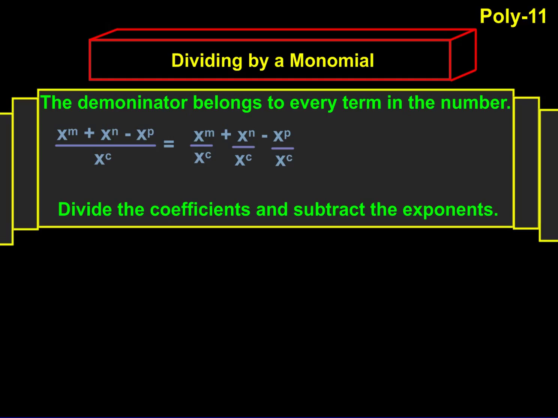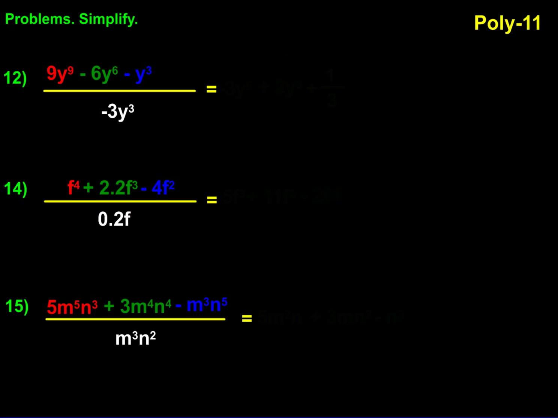You could rewrite that as breaking it up into x to the m over c plus x to the n over c minus x to the p over c. And once you've looked at it that way, it's easy enough then to just divide the coefficients and subtract the exponents. We're going to take a look at problems 12, 14, and 15.